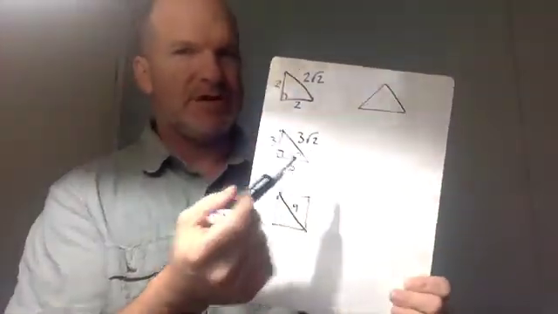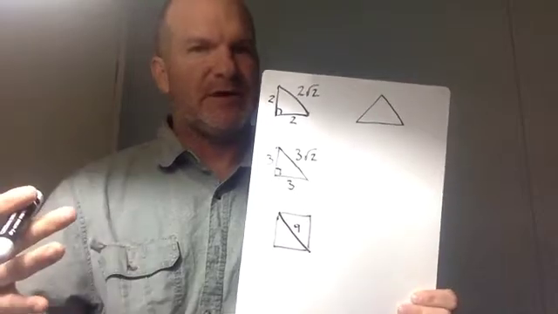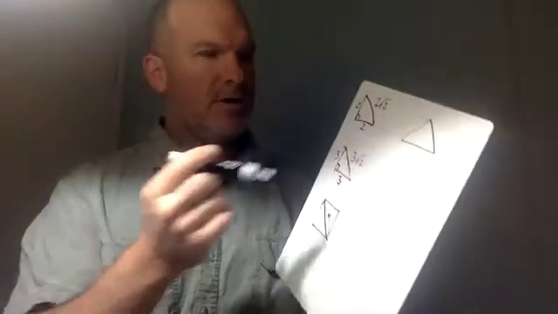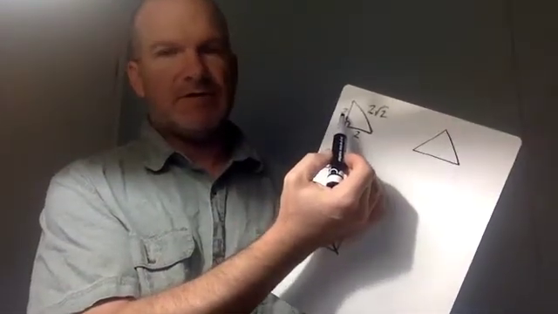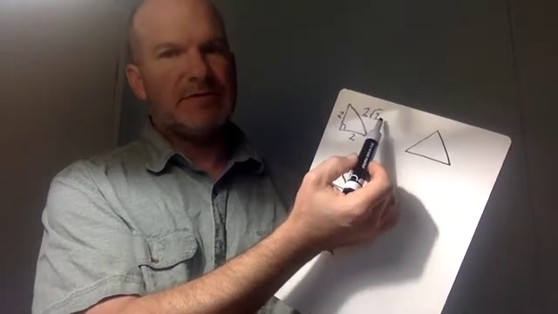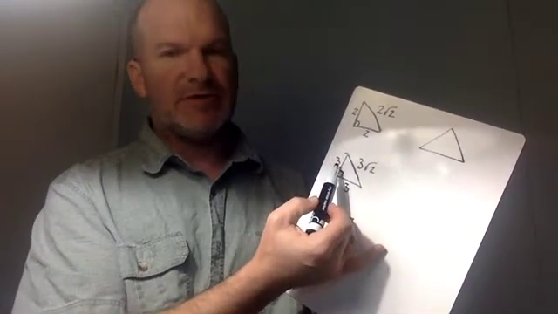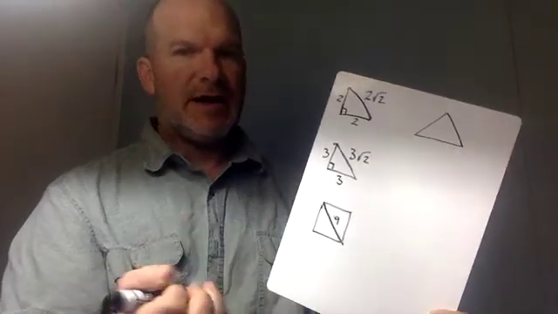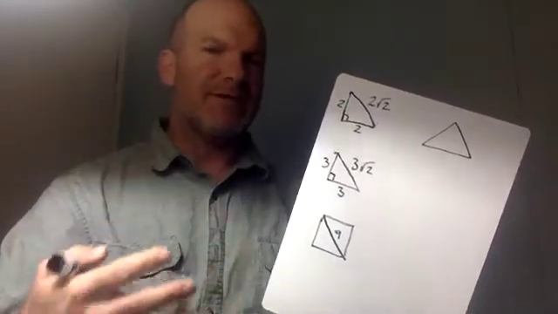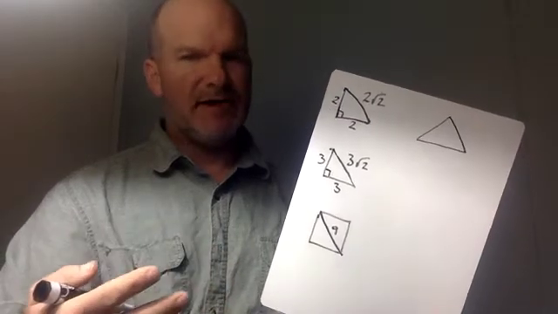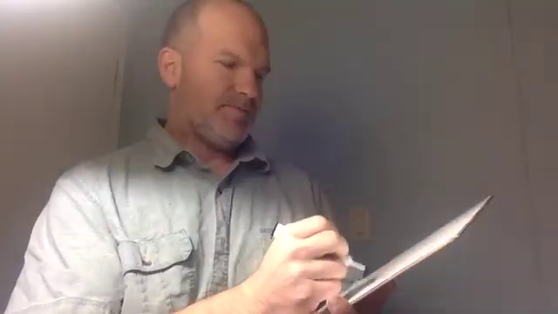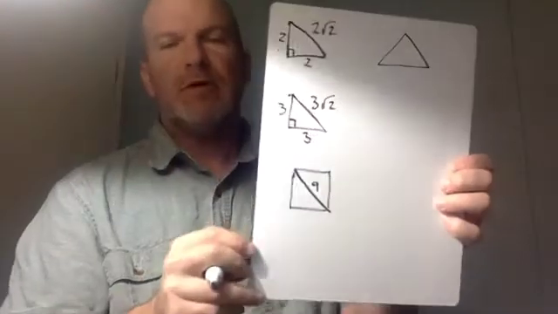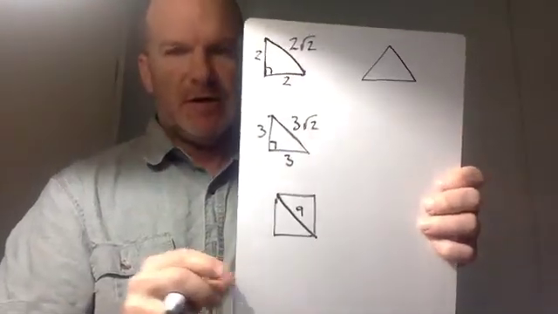On these first two examples, you multiplied the side by the square root of 2, right? If you were given the side was 2, what's the diagonal? 2 times the square root of 2. If you were given the side was 3, what's the diagonal? 3 times the square root of 2. Now we're doing the opposite. So what's the opposite of multiply? Divide.